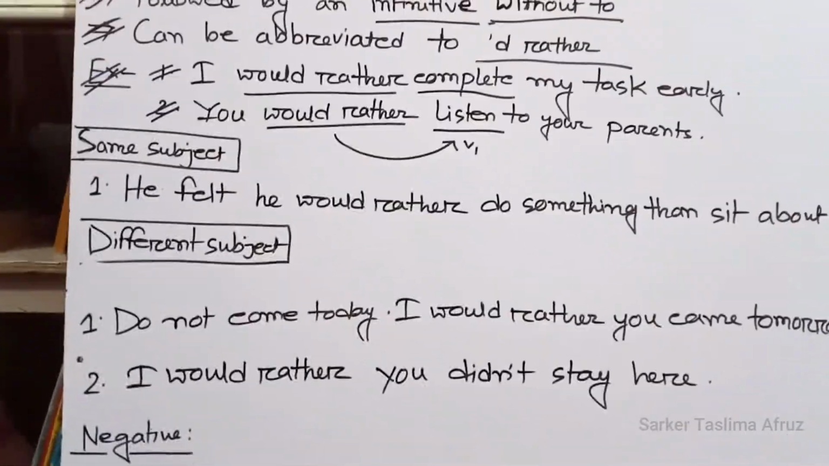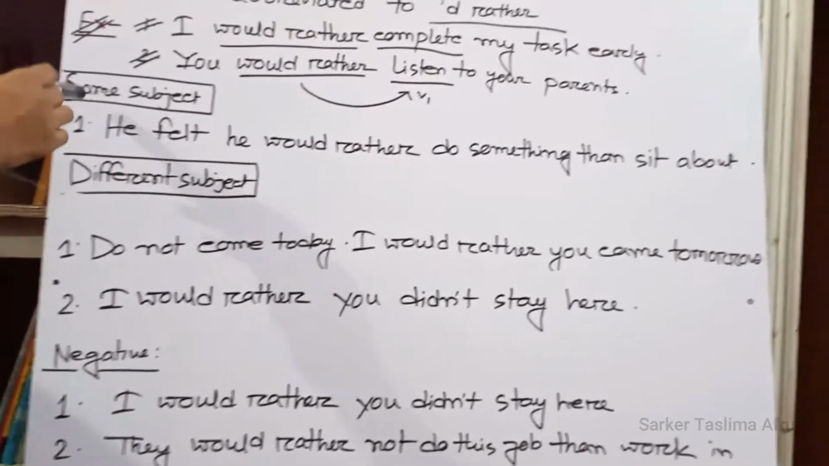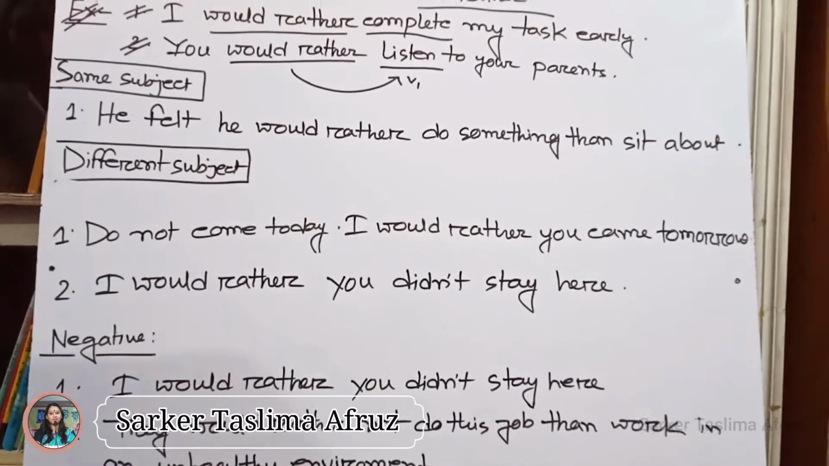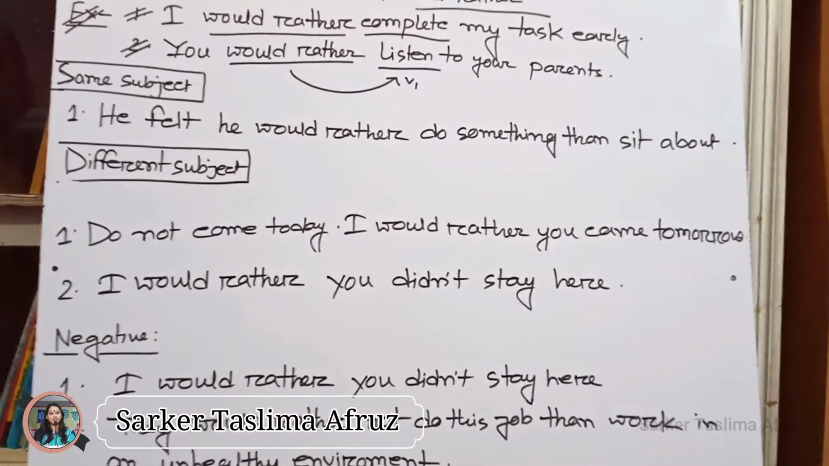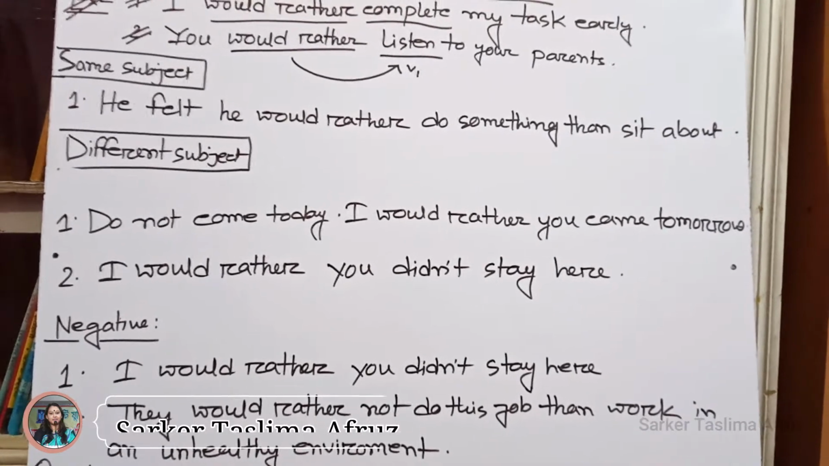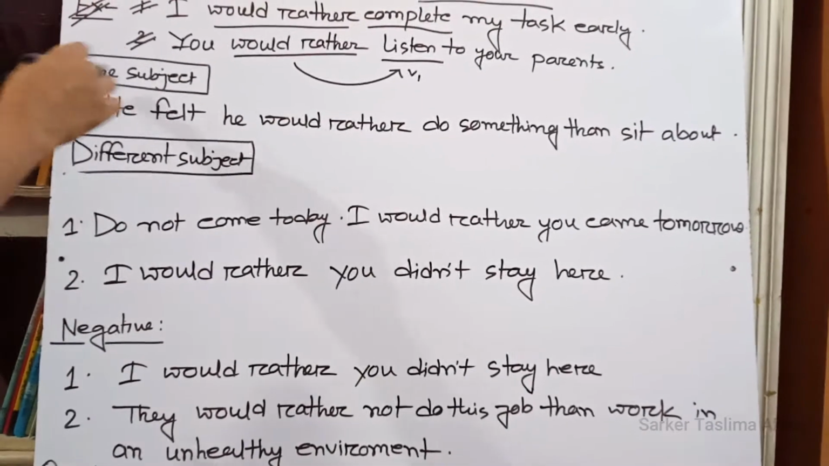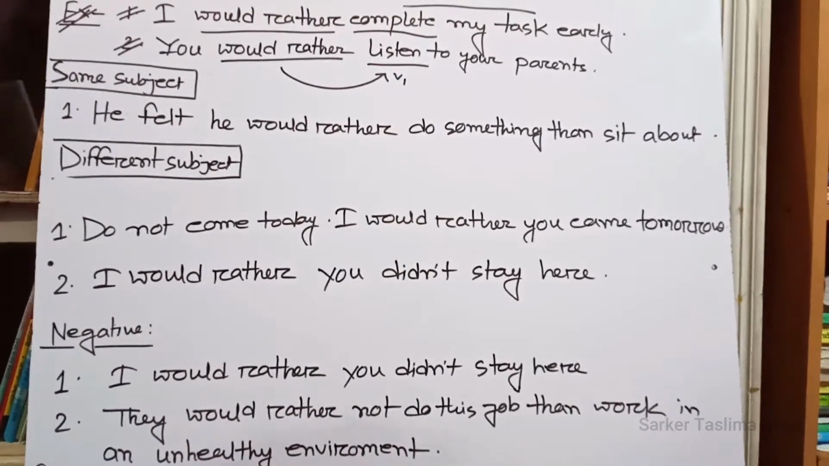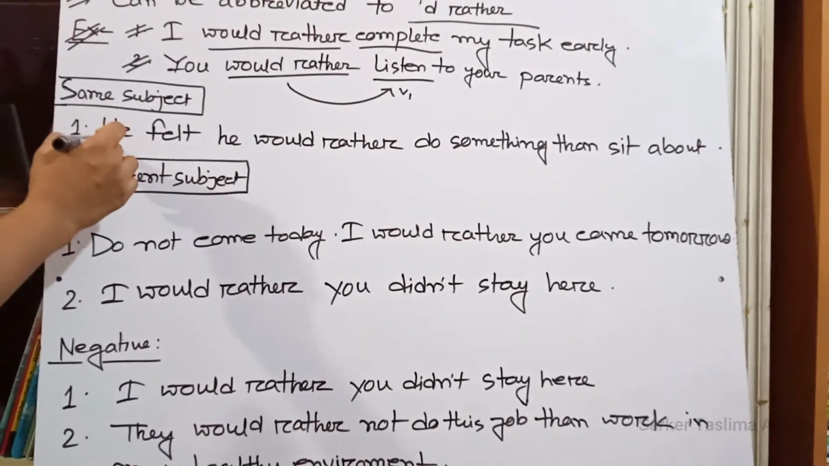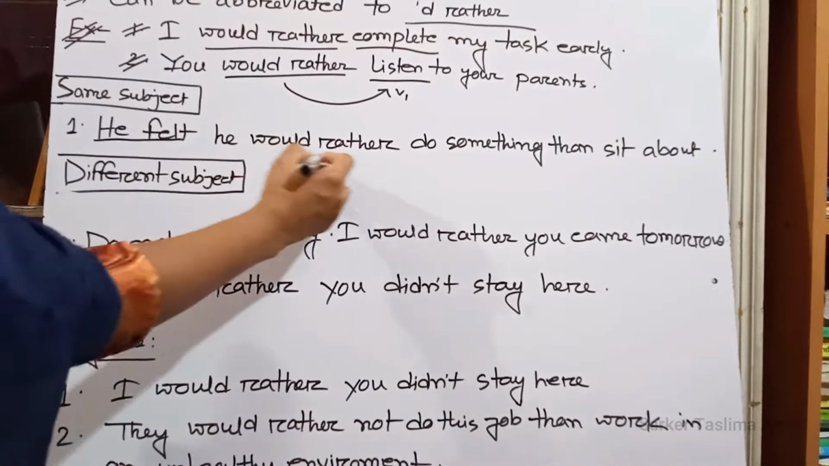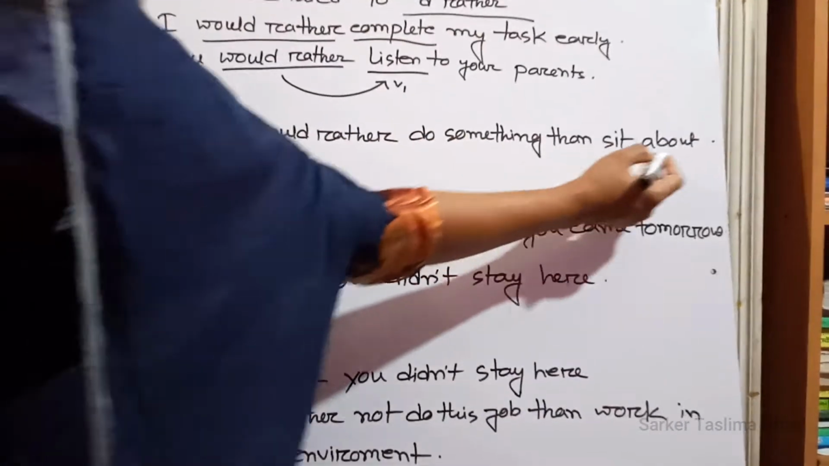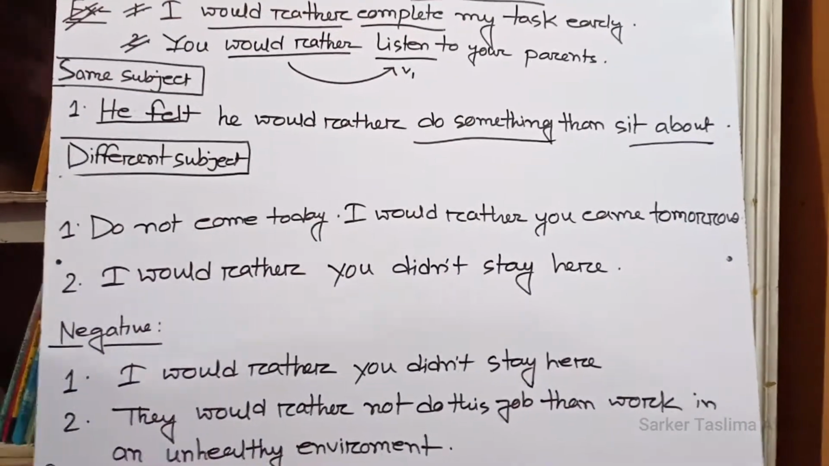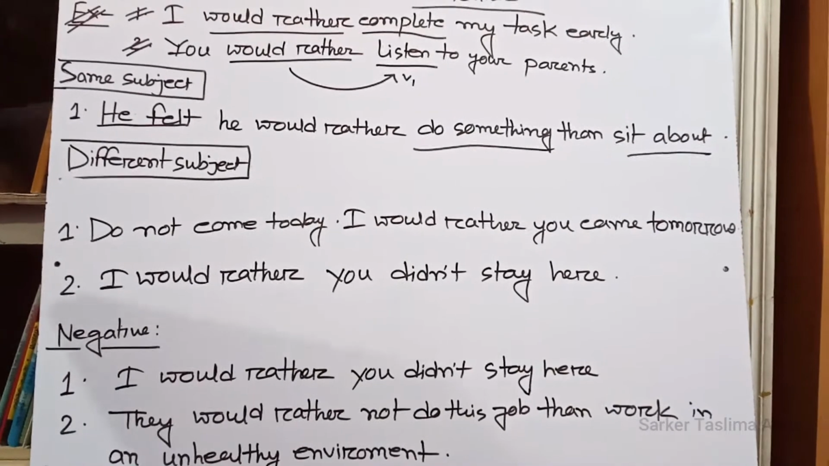now next come to the very important thing, that I have written here same subject. You can see I wrote here different subject. Actually there are two different constructions of would rather. First one, where you will find the same subject in different clauses. Here are two clauses, and here you can see their subject is the same. One example for you, he felt he would rather do something than sit about. There are two portions, but I prefer do something. I prefer do something. So what happened here?